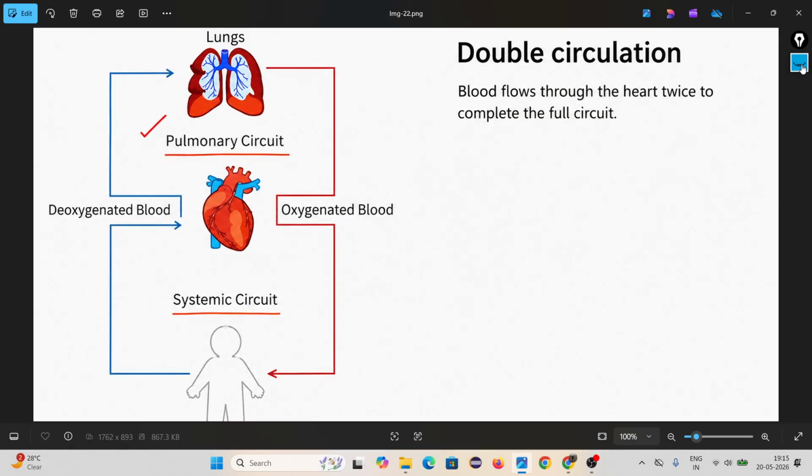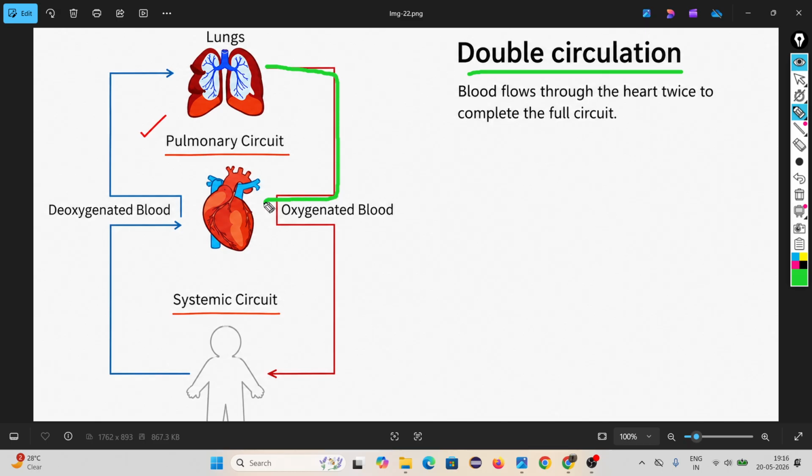Then come to double circulation. The human circulatory system is called double circulation. Sir, what do you mean by double circulation? Blood flows through the heart twice to complete the full circuit. Means look, from the lungs it first comes into the heart. From the heart it comes to the body part. From the body part it again comes into the heart. From the heart it again comes into the lungs. It is happening two times.